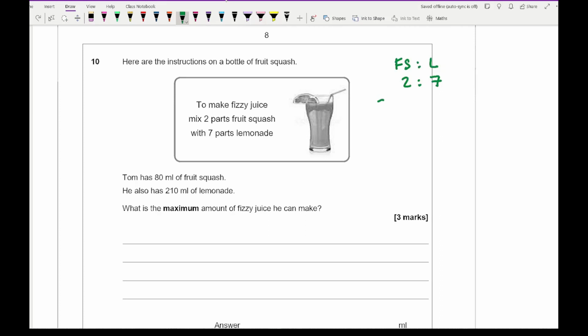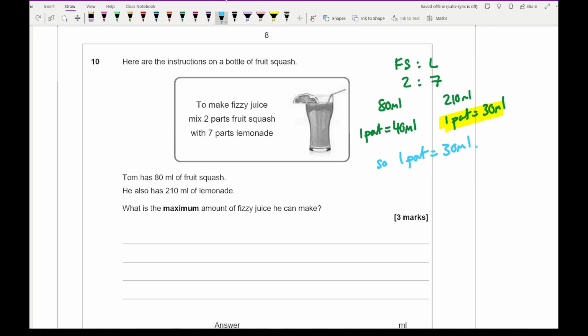Now here we've got that 80 milliliters of fruit squash, so here 1 part maximum is going to be 40 milliliters. So then looking at the lemonade, we know that we've got 210 mil, so that means that 1 part, the maximum it can be, is 30 mil. Now for this you've got to go for the smallest amount. So we're going to assume that 1 part is 30 milliliters.